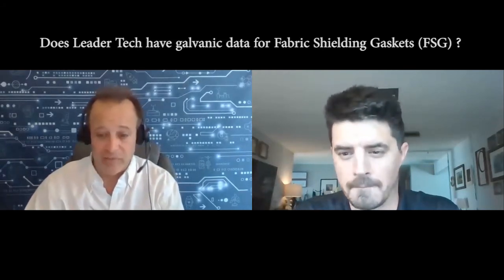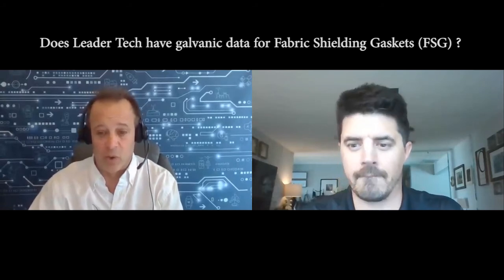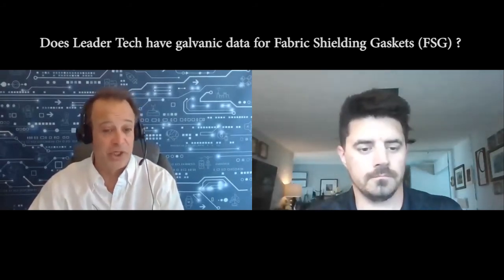Okay. Next question. Does LeaderTech have galvanic data for FSG fabric shielding gaskets? So FSG is not really meant for environments where there are catalysts like water or soil. It's more meant for climate-controlled environments, where you wouldn't be concerned with galvanic compatibility.